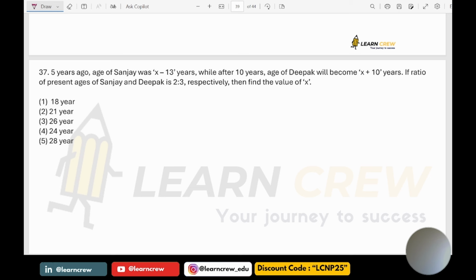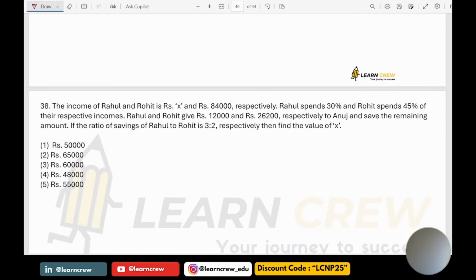37th question. 5 years ago, the age of Sanjay was X minus 13 years. So present it is X minus 13 plus 5. After 10 years, age of Deepak will be X plus 10. So now it would be X plus 10 minus 10. And the ratio of the present ages of these two is 2:3. So if you simplify this, how much are you going to get? I'm going to get X as 24. Find the value of X. X is 24.